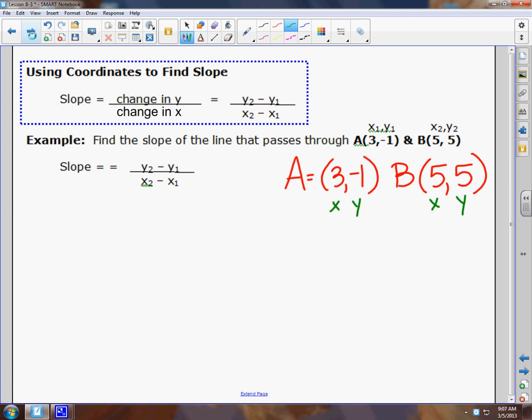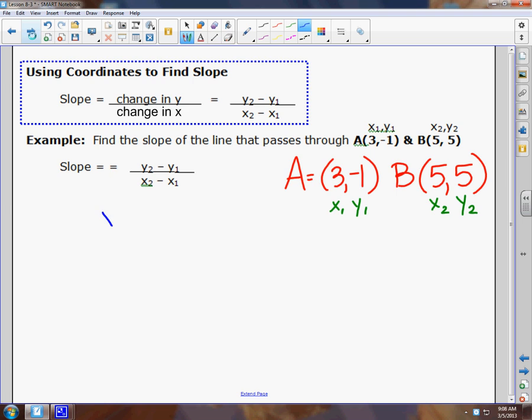Now, I can't have 2 X's and 2 Y's. So what they did is they decided, okay, I'm going to put this little 1 here because that just means it's the first X and the first Y. And then this little 2 here means that that's the second X and the second Y. Those are the 2 points that I'm going between. They're not exponents. They're just little numbers to designate which one's first and which one's second. Kind of like your place in line.